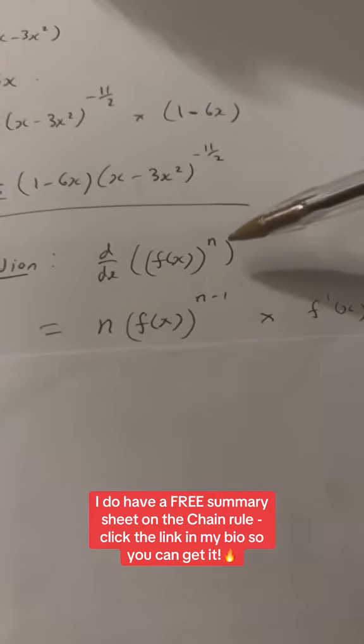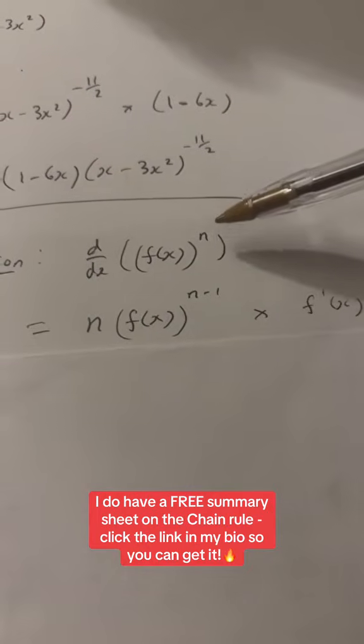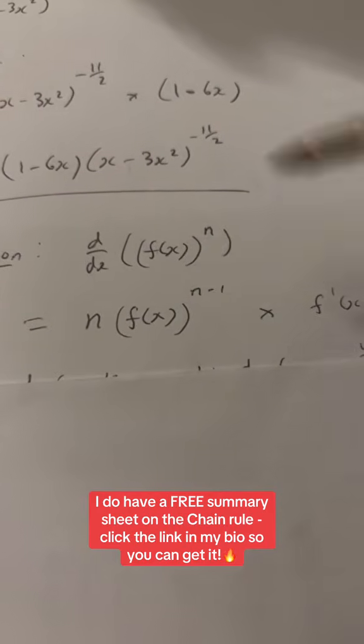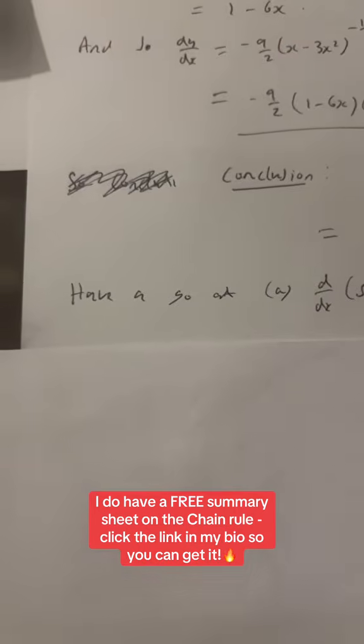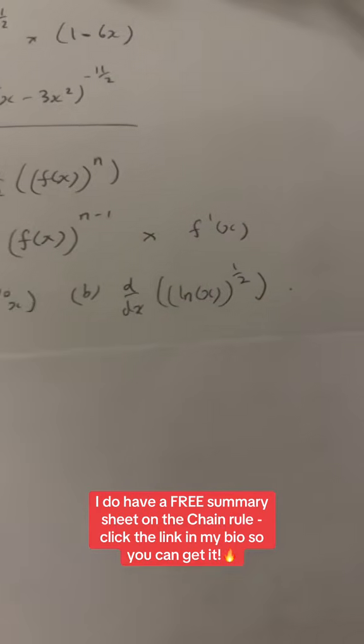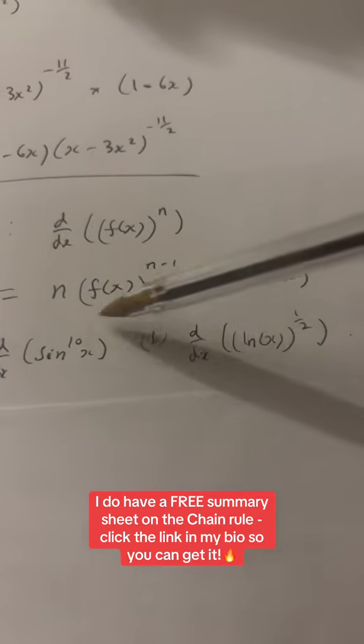So the key conclusion is that if you want to differentiate a function to the power, then any power, any function, the rule is this: bring the power to the front, take away 1 from the power, and then you multiply by the derivative of that function inside the brackets, right? Exactly as we did. Now see if you can try these examples yourself here, differentiating sine to the power of 10 and differentiating ln to the power of a half using this formula, which always works with the chain rule.